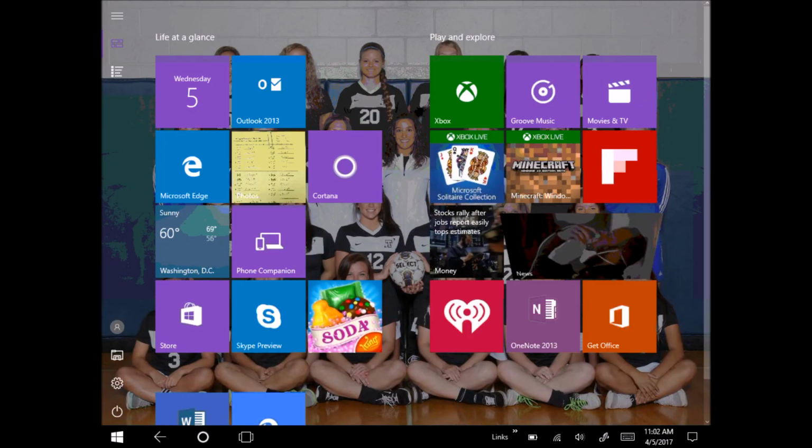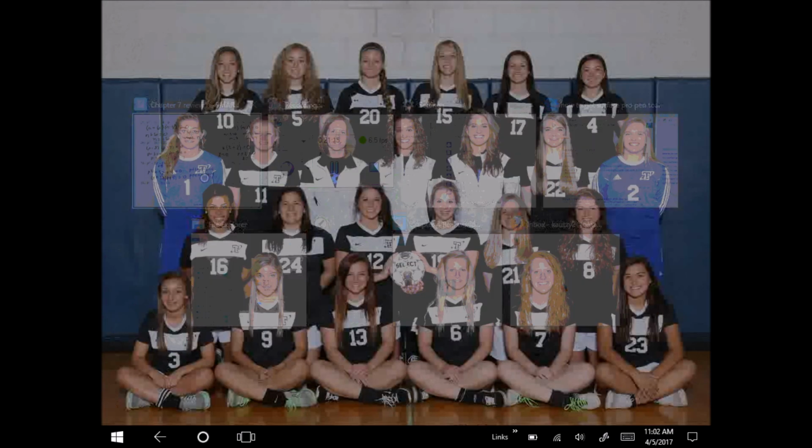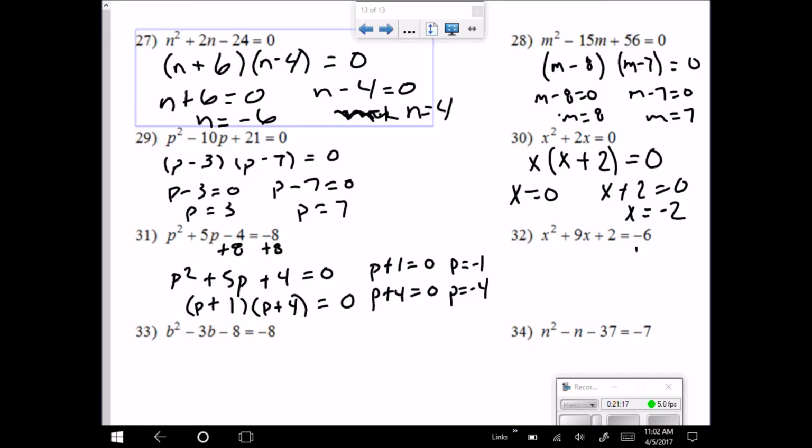Again, I have to add 6 here to both sides to get that to equal 0. So I have x squared plus 9x plus 8 equals 0. Then I can factor. I don't have a GCF, so x looks like 8 and 1. So x would be negative 1 just because I ran out of room, and x would be negative 8.